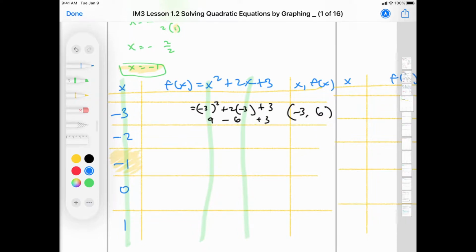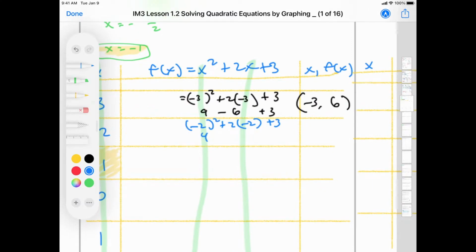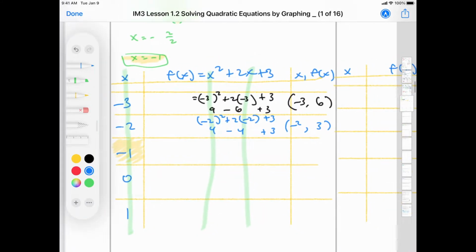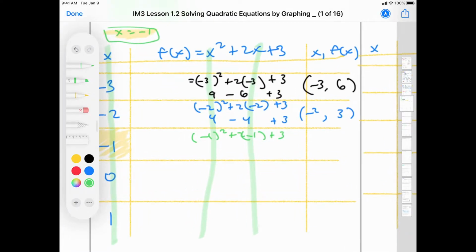Okay, so let's do that for the next one. Same thing. We're doing 5 mini problems, but now we have -2. So -2 squared is 4 minus 4 plus 3. So 4 minus 4 is 0. 0 plus 3 is 3. So when I put in -2, I get 3. Let's try that with this one here. So I get -1. I got 1 minus 2 plus 3. This will give me -1 plus 3, which is 2.